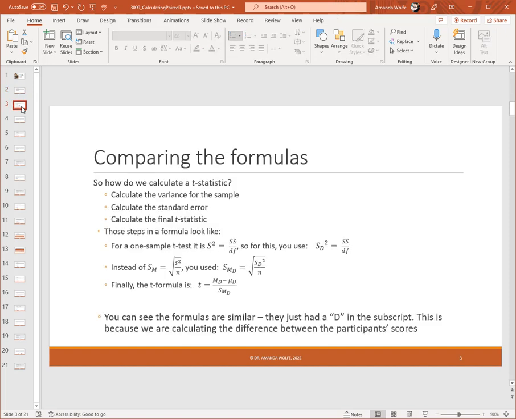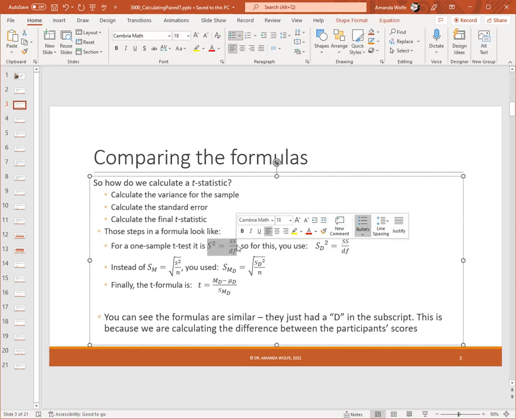Because they have the same three steps, they have similar three formulas, but each one's formulas look slightly different. For example, to find the variance for a one sample t-test, we have S2 equals the sum of squares over the degrees of freedom. The formula looks almost identical for a paired samples t-test. There's just the subscript d. So it's S subscript d squared is the sum of squares over degrees of freedom.